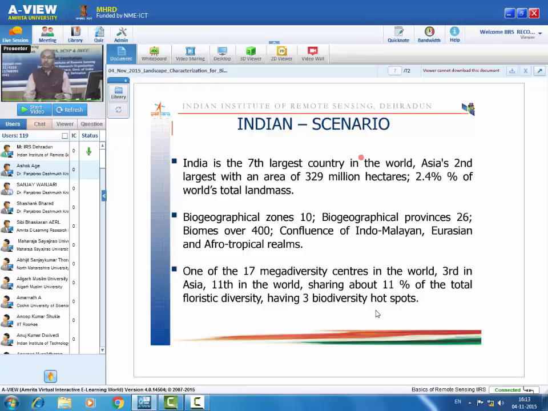That is why India is one of those countries. As I said earlier, we have so much area, around 320 million hectares. That's around 2.4% of the total area. Okay, I'll skip this. We discussed this.